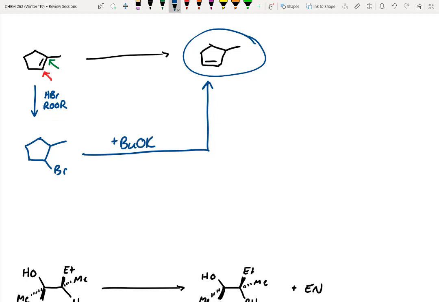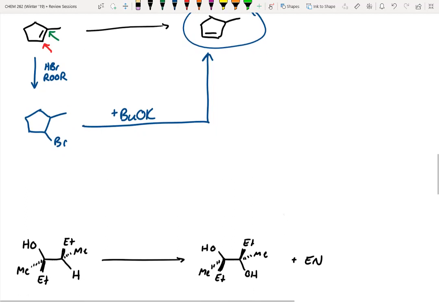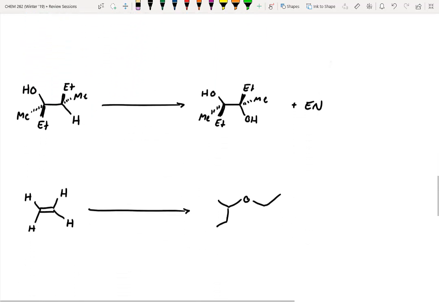What happens if we were to use something like sodium hydride? Yeah, if we use sodium hydride, we just go right on back to our starting material. That's not what we want. We want to go to the other double bond. So you can kind of do this dance where you move functional groups from one carbon to another by choosing the appropriate reagents. Does that make sense? All right, next one.